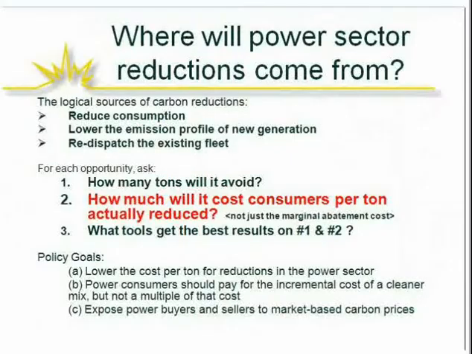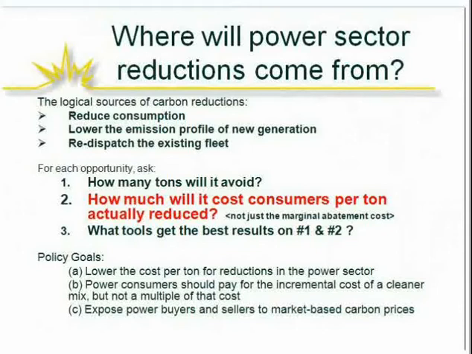Now let's think logically about where the reductions in the power sector are going to come from. It's important for us to understand that there are these logical sources of emissions, and as we design an architecture, we ought to be asking ourselves, okay, where are we going to find the reductions? Number one, we need to find reductions by reducing consumption. Cost-effective energy efficiency is by far the most desirable means of reducing carbon emissions. It's the cheapest way, and we know that those resources exist and can be tapped in quantity.